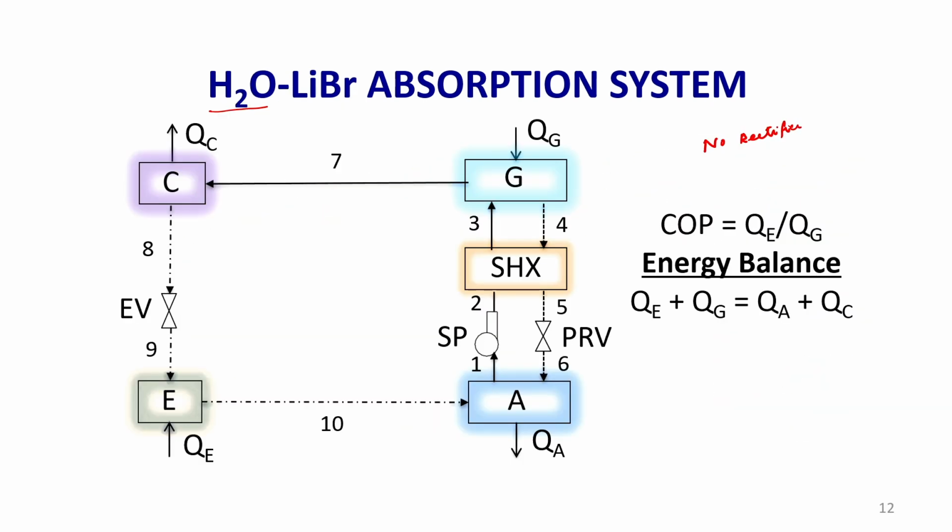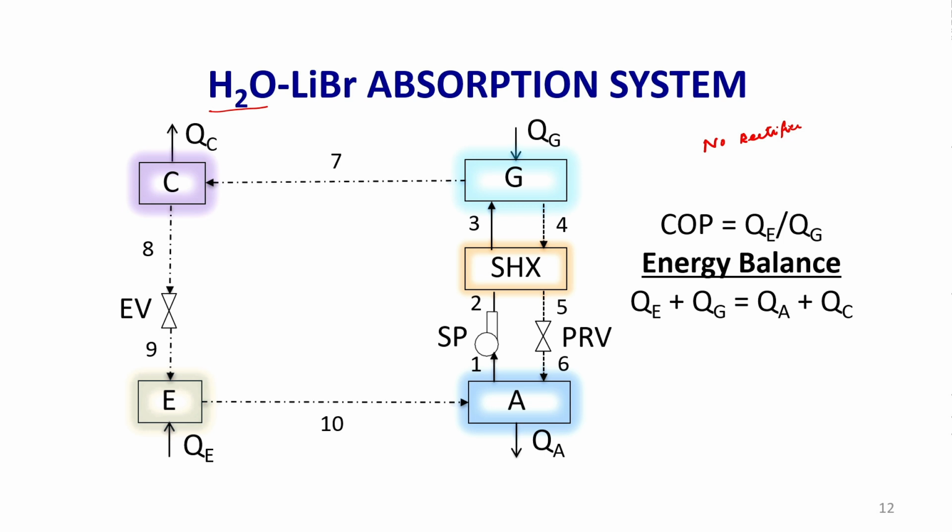So, what happens is the same process: strong solution, weak solution, water vapor. Water is the refrigerant; water vapor goes to the condenser, it is condensed, then evaporated. All the other components are the same: absorber, solution pump, pressure reducing valve, generator. Here this is strong solution, and this is weak solution. So, this should be a vapor. There is no change in the water lithium bromide system compared to the ammonia water system.